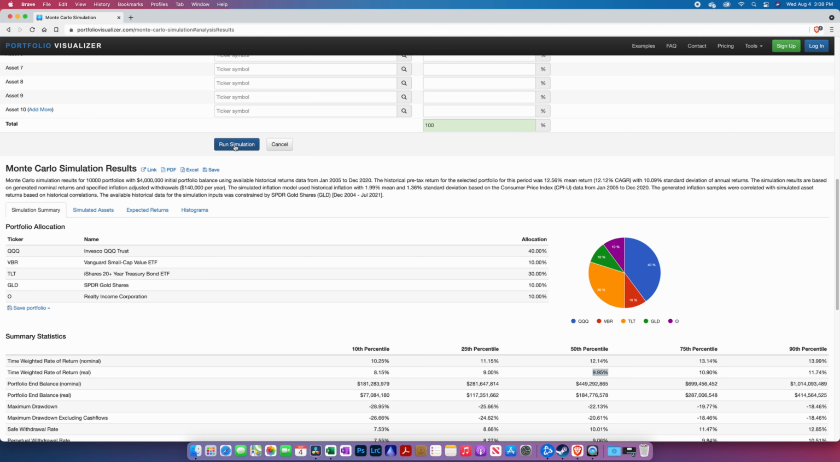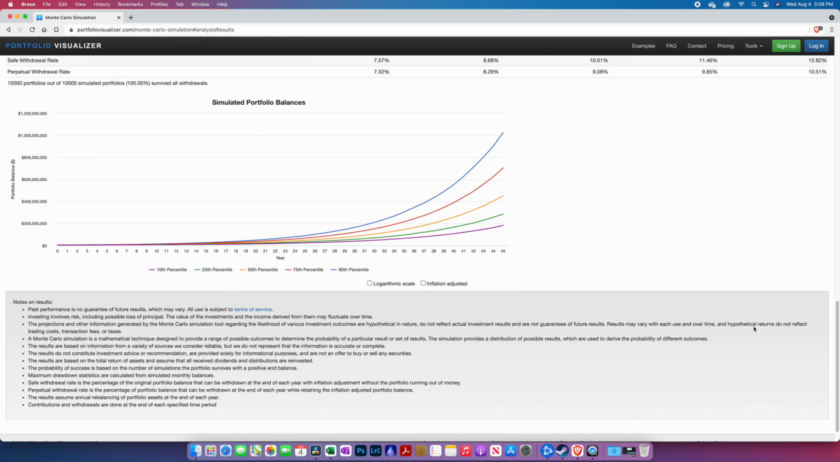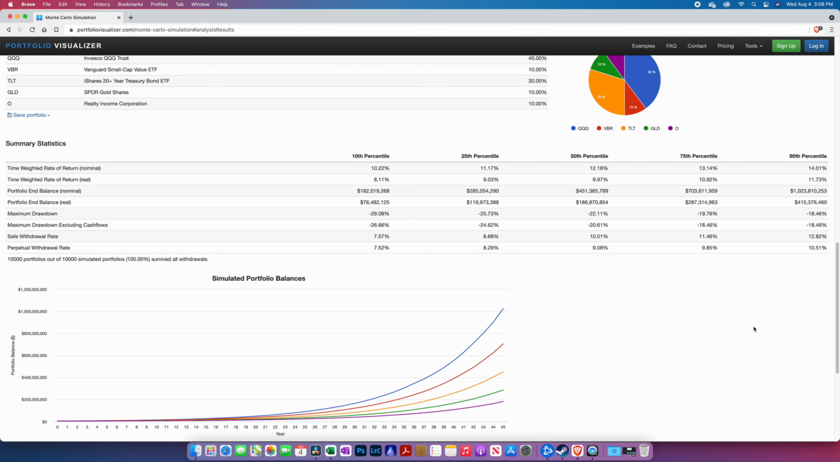But every time I click this button, it'll rerun another 10,000 runs of it. And you'll get slightly different results. So you can see here that the 10th percentile went up by about 1 million. So it was 181. This went up as well, and so did this. But on rough order of magnitude, you're going to see kind of similar results, no matter how many times you click that button, until you make some changes. All right, so this is the basic of the Monte Carlo simulation.